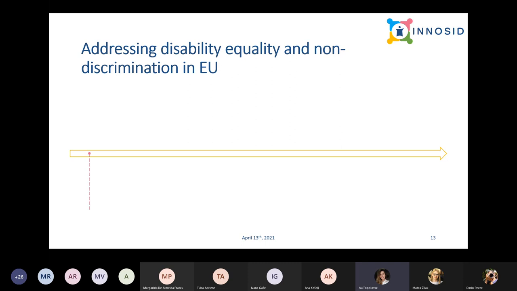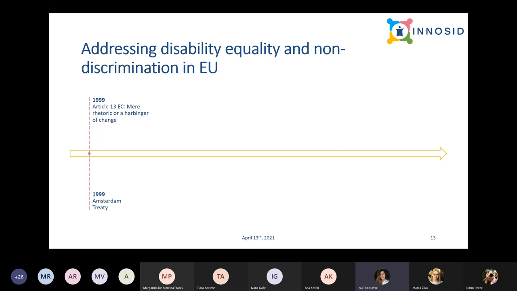The first major breakthrough, however, occurred in 1999 with the Amsterdam Treaty. This Amsterdam Treaty included the first explicit mention of disability. The second important article was Article 13, which was actually a general non-discrimination article but it contained a reference to disability, and this article is now included in the Treaty on the Functioning of the European Union, and it provides the EU with the competence to take action to combat discrimination on a number of enumerated grounds, including disability.